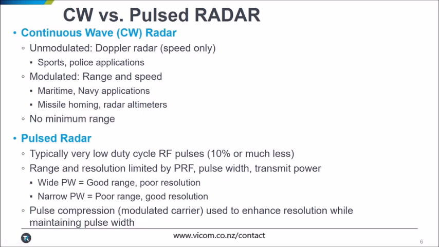Longer range radar systems are almost exclusively pulsed RF. The pulse duty cycle is usually well under 10%. The range and resolution are limited by the pulse repetition frequency, or PRF, as well as the pulse width and transmitted power. There is a trade-off between achieving good range and good resolution. For example, a wide or long pulse width leads to good range, but gives poor resolution for closely spaced targets. Narrow pulse widths give good resolution but poor range. A technique called pulse compression is often used to overcome this fundamental trade-off.